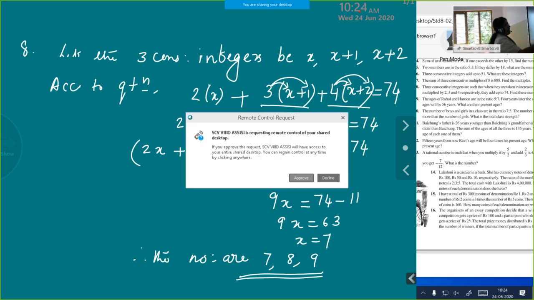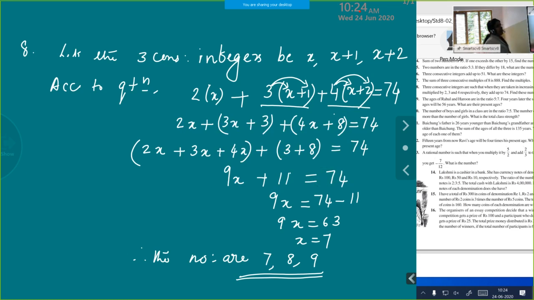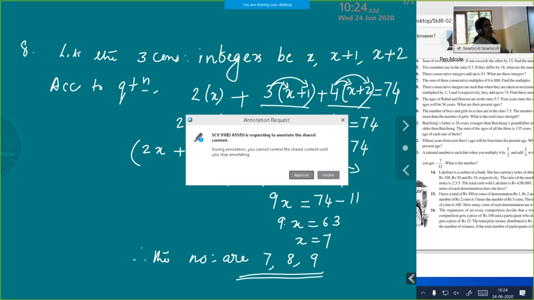So the like terms of x add up to 9x and the constant terms add up to 11. Then 9x becomes 74 minus 11. Remember, when 11 is taken to the other side, it becomes minus 11. Then when 9 is taken to the other side, it becomes division. So x is equal to 7. Therefore, the numbers are 7, 8 and 9.